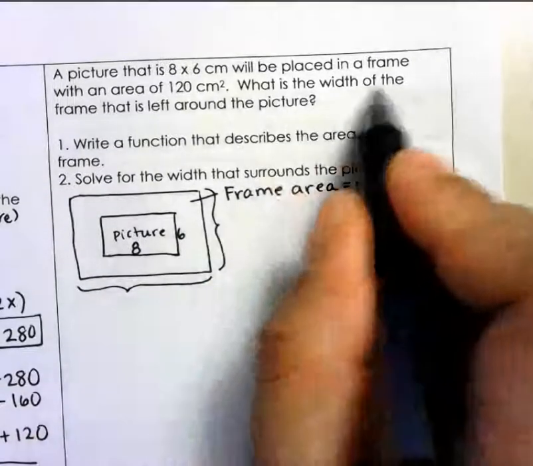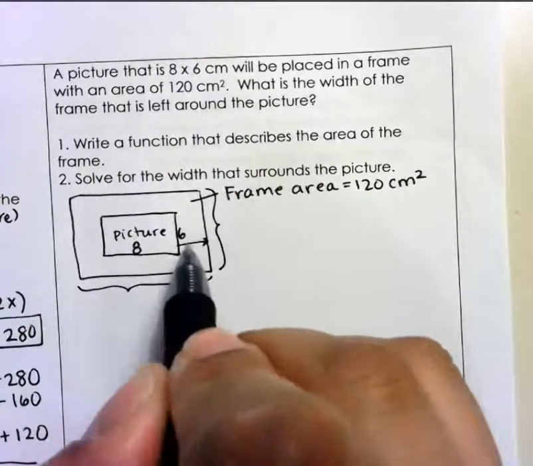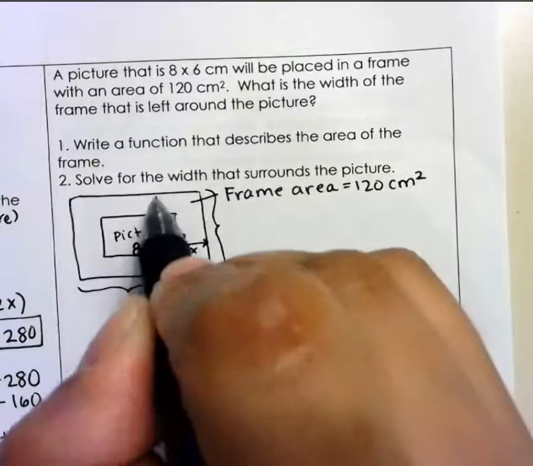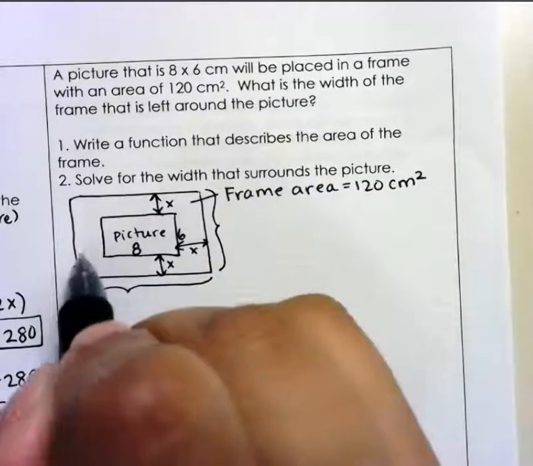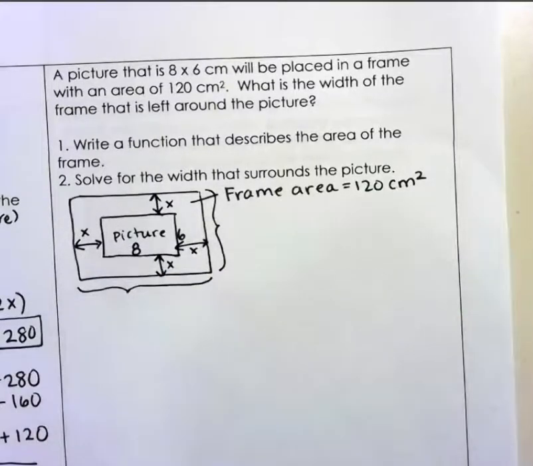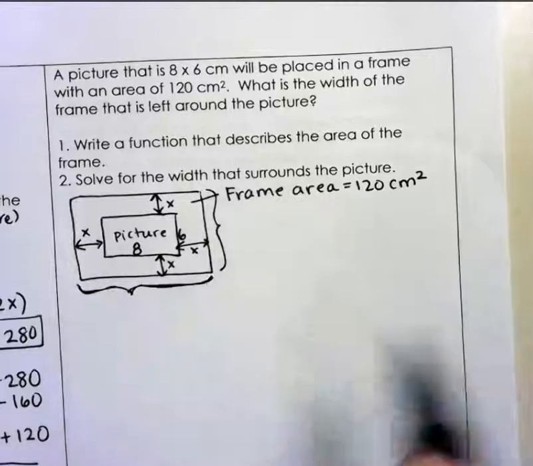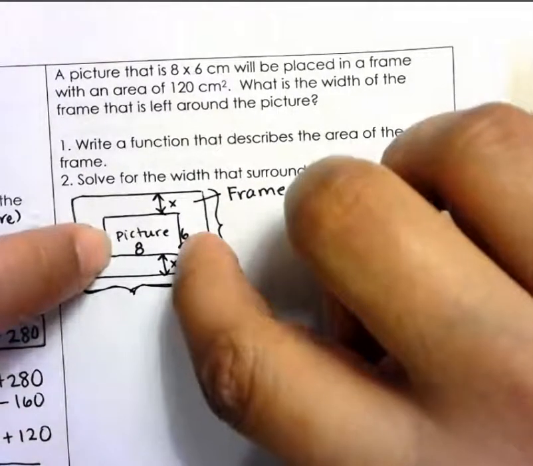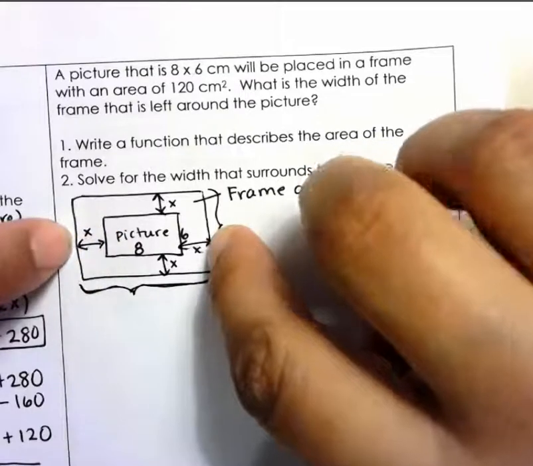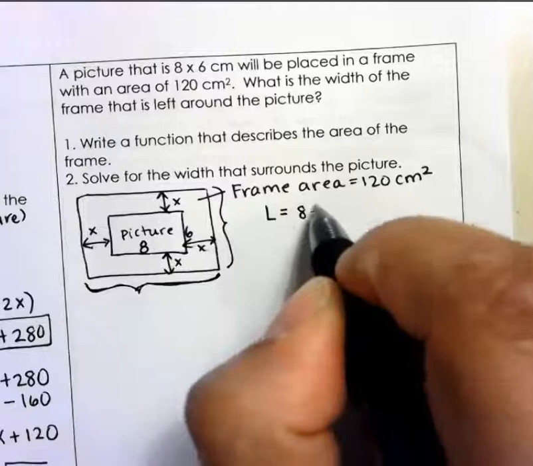So we want the width of the frame that is left around the picture, so that distance right here is going to be x. This distance around here is going to be x, because we're assuming that the distance around is all the same. So how do we find this length over here? Well, we know that the picture is 8. How do we get the frame? Well, we need to add this x distance and this x distance. So the length of the frame is going to be 8 plus 2x.